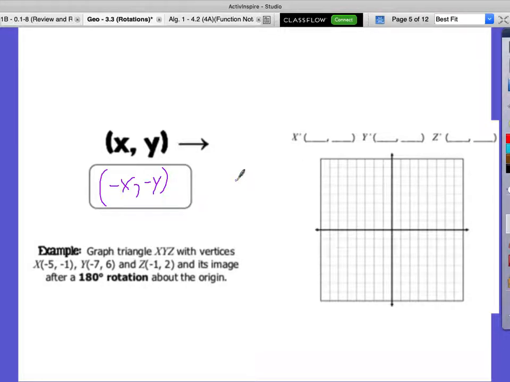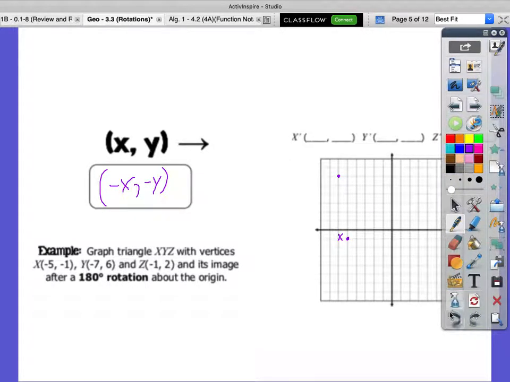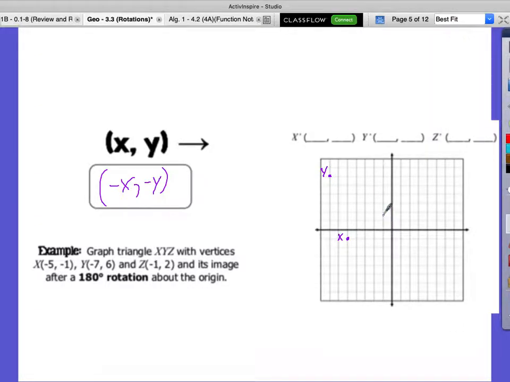So we're going to start by graphing our triangle like we have been. Negative 5 comma negative 1 for x. Negative 7 comma positive 6 for y. And then negative 1 comma 2 for z.